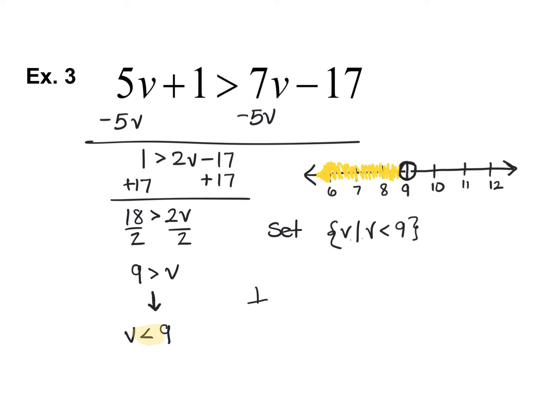Interval notation. In interval notation, we have negative infinity, comma, 9. Parentheses around the infinity, and because the 9 is an open circle, we put a parenthesis.